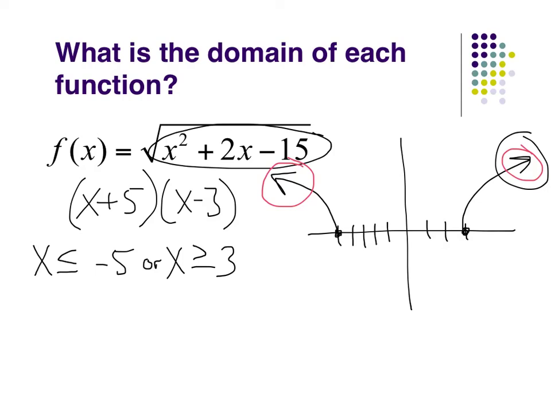What I end up having is x is less than or equal to negative 5, or x is greater than or equal to 3. After these three examples, you should be all set to find the domain of any radical function. Just know that you need to follow the basic steps of setting that inside greater than or equal to 0, and then solving for x.